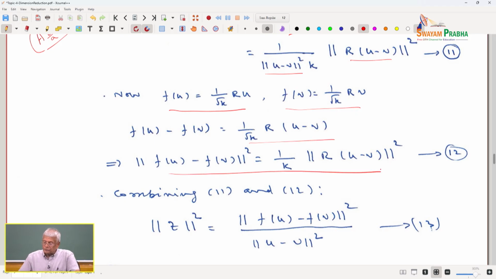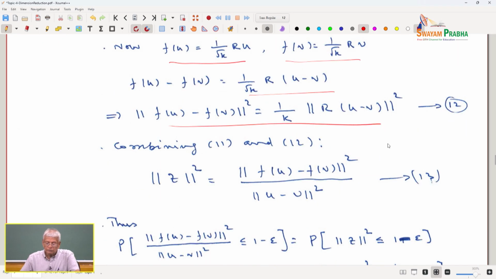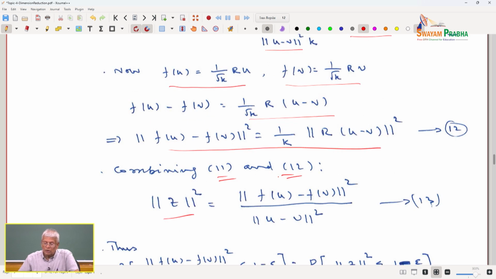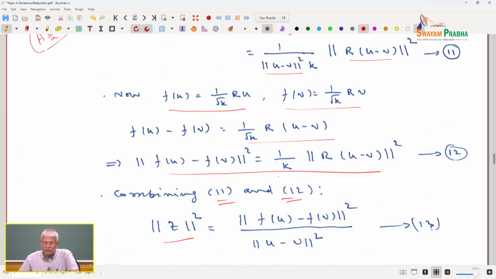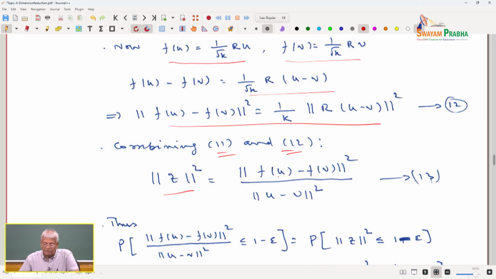Therefore, equality 12 follows. Now, combining 11 and 12, which is pretty straightforward, you now see the square of the norm of Z is the same as the square of the norm of F of U minus F of V divided by the square of the norm of U minus V. So I hope you are all with me in this sequence of results.